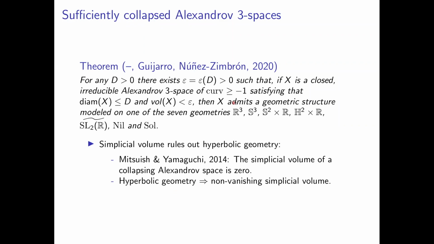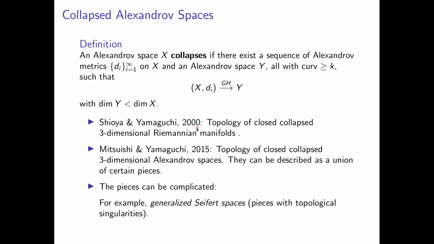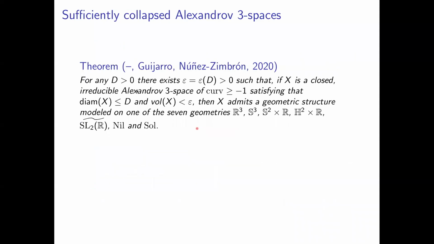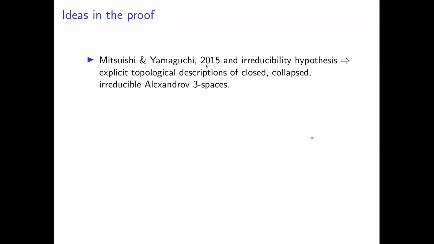And this statement was actually originally proven by Shioya and Yamaguchi for Riemannian manifolds. They proved an equivalent statement assuming a prime Riemannian manifold with infinite fundamental group, but after the proof of geometrization, this is an equivalent statement. And now, what are the ideas in the proof? So, Mitsuishi and Yamaguchi and this, yes?